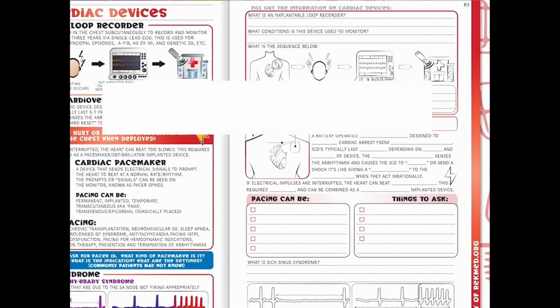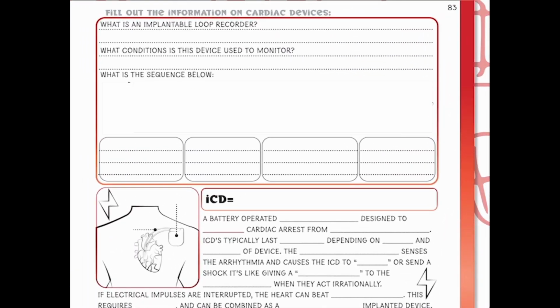So our first cardiac device we're going to talk about is an implantable loop recorder. And this is going to be a 1.5-inch device that's going to be implanted in the chest subcutaneously. And this loop recorder is going to monitor a patient's heart for up to 3 years by the single lead EKG alone. And this is how it works.